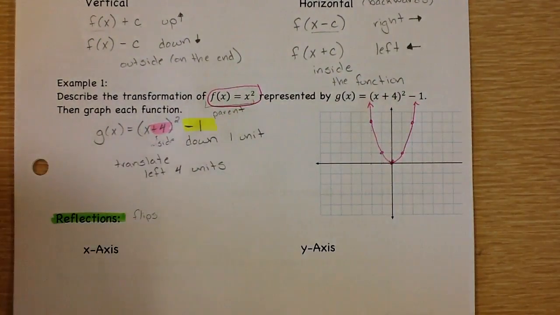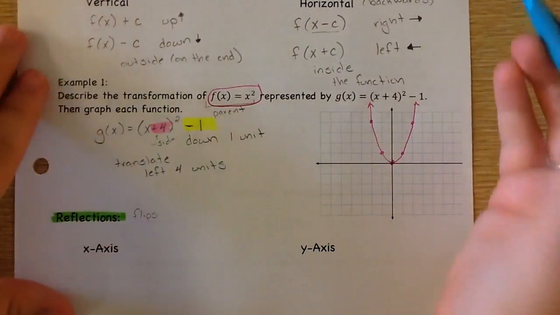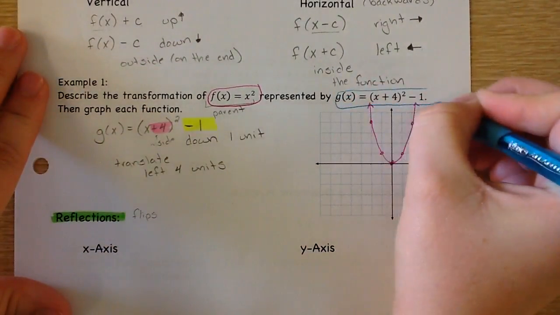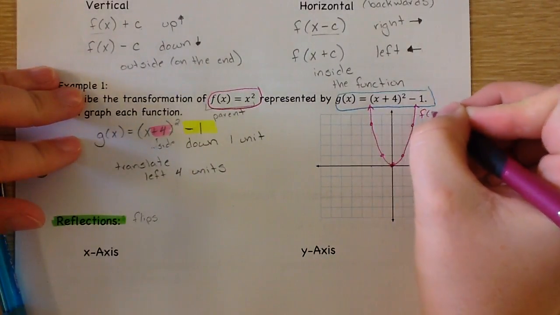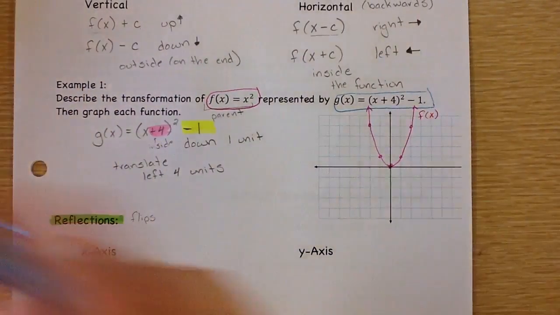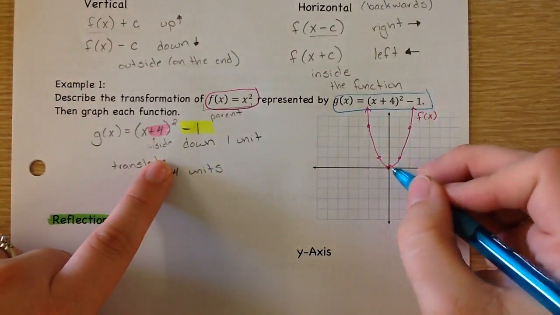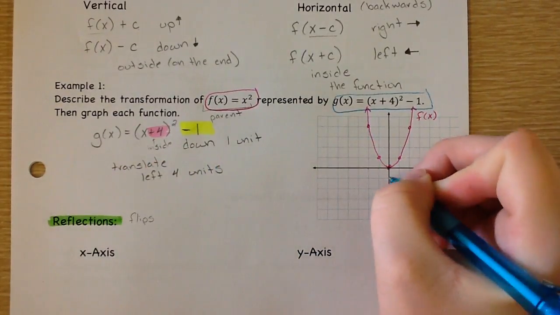So now without even plotting points, I know my child function. Let's label this. Let's label our first one. This is my f of x function. My child function is going to do what? It's going to translate it 1 unit down and 4 units left.